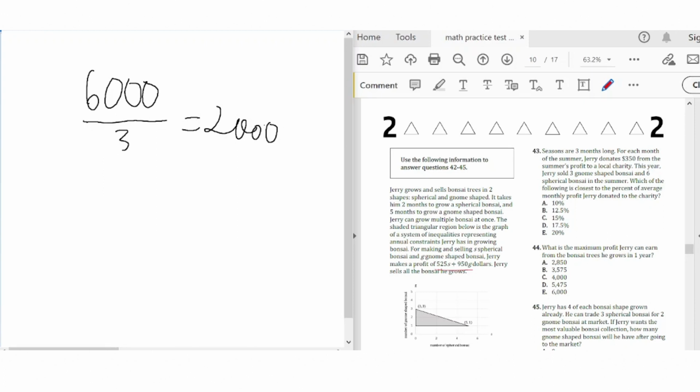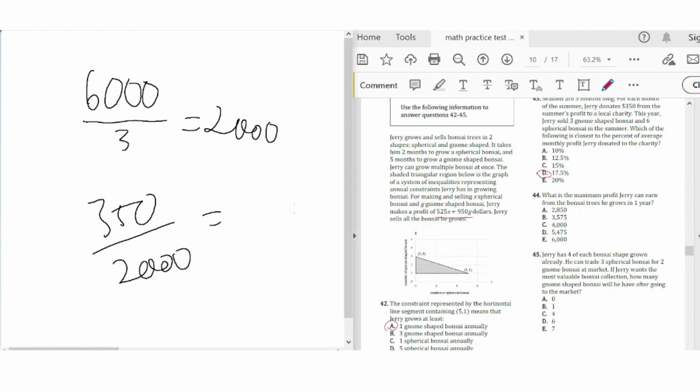Now, we're not done yet. They asked what percent of monthly profit he donated. We have to divide 350 by 2,000 to get this number. This equals about 0.175. When converted to a percent, this is 17.5%.